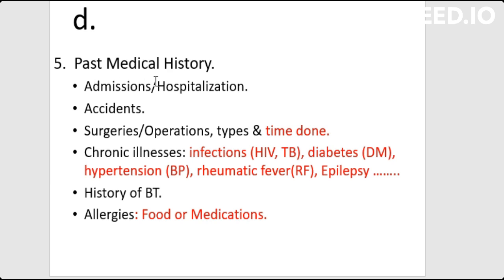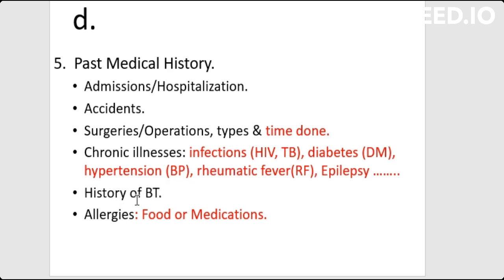The other part is past medical history, very important. Here it includes the number of admissions or hospitalizations the patient has had, the number of accidents or what type of accident the patient has experienced, and surgeries. Here you need to include the type of surgery, the time the surgery was done, and the health facility where it was done. Also, don't forget about chronic illnesses of the patient, for example, chronic infections such as HIV, TB, diabetes, or hypertension, and other chronic illnesses. You need to include them here.